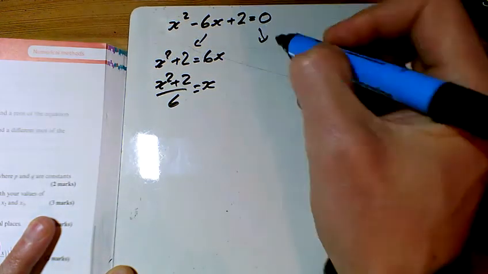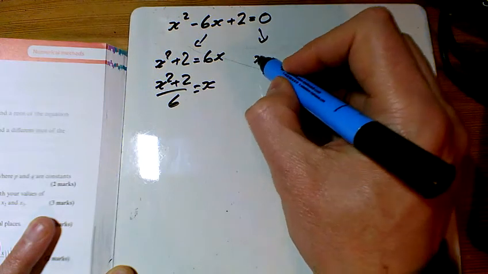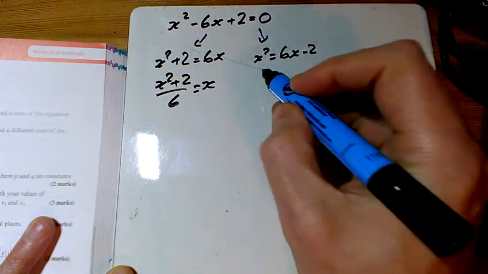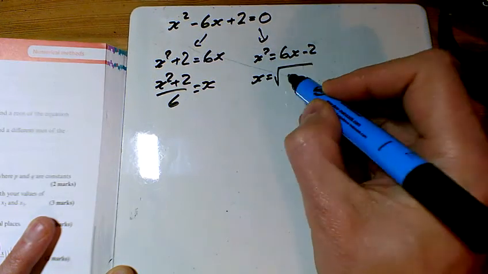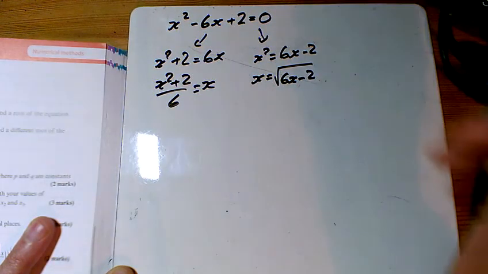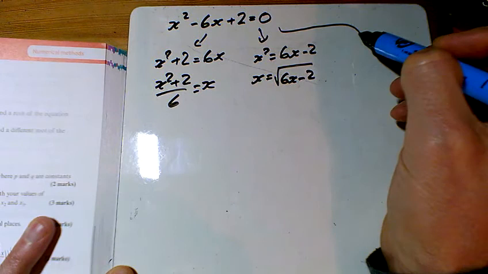Or what I could do is leave the x squared where it is and add the 6x and take away 2 and then square root it. And I could take the positive square root of that. So there's a different way of rearranging, of getting x all on its own.